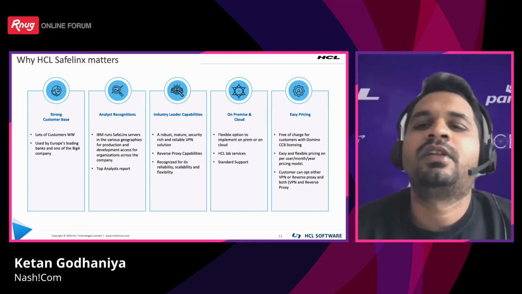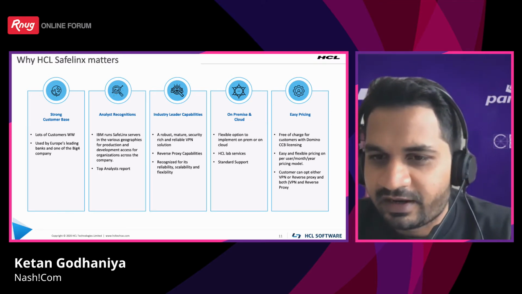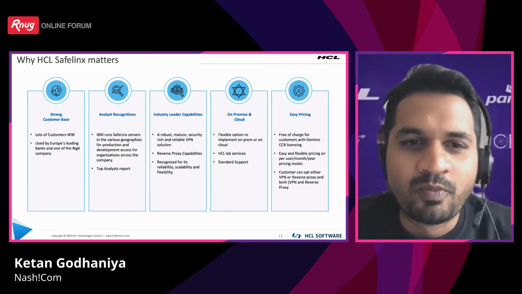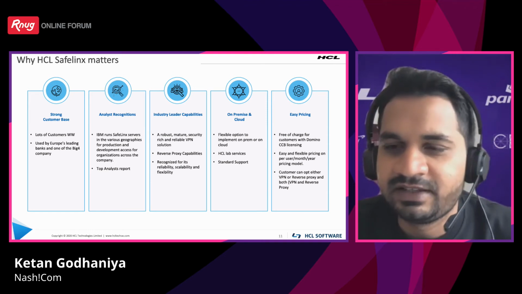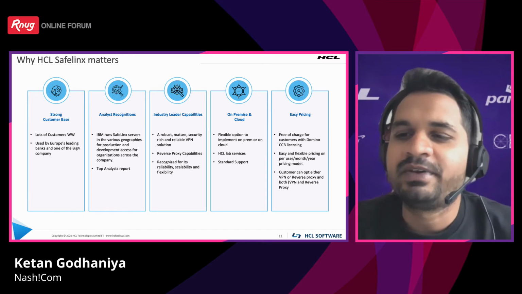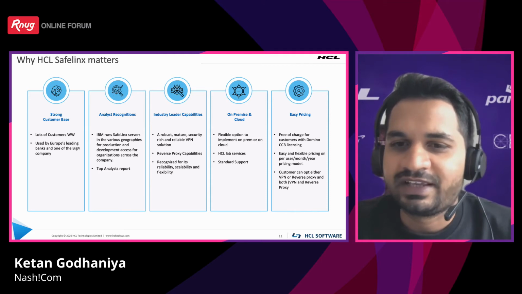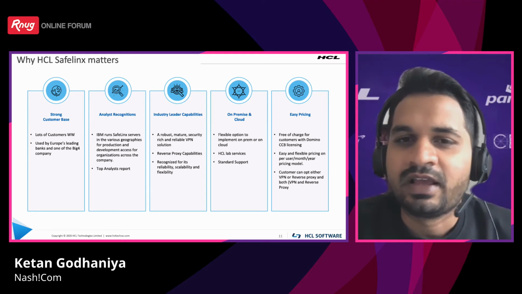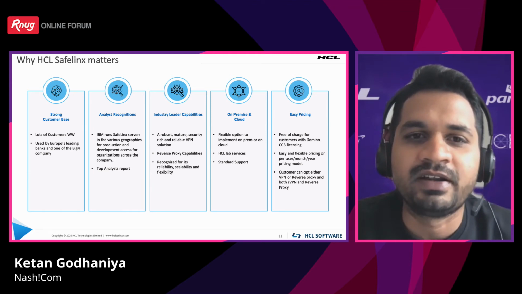For pricing, first of all, it's free for CCB customers. Okay, let me repeat that. And second, for Safelinx standalone, no more PVU model, no more complexity. We introduced easy and flexible pricing. Basically it's a per user model, as I mentioned earlier. A single license includes all supported servers and all supported clients. And the customer can opt for either VPN or reverse proxy, or they are free to use both of the capabilities.